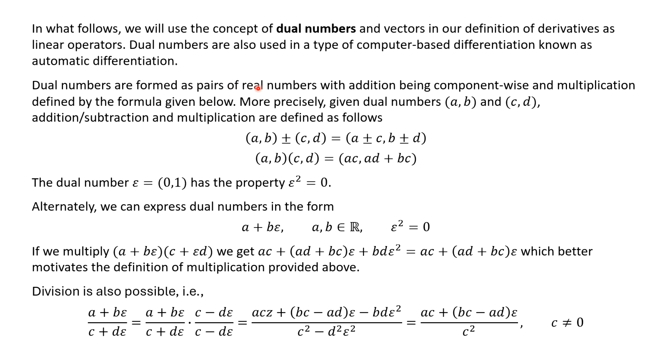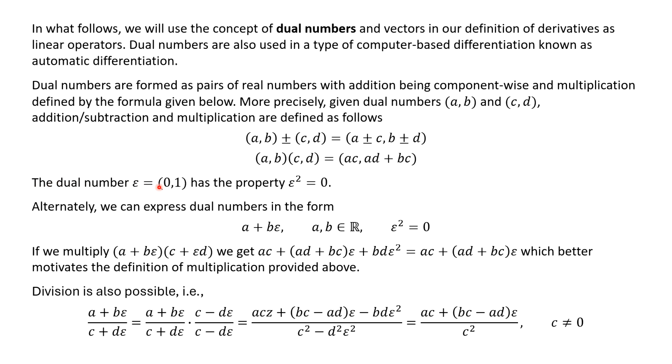Dual numbers are formed as pairs of real numbers, with addition being component-wise, and multiplication defined by the formula given below. So here we have two dual numbers, and if we add or subtract them, we just do it component-wise, as shown here. Multiplication is a little bit strange because the first term is just a times c, but the second term is this unusual expression ad plus bc. I'll explain or give you some motivation for that in a second.